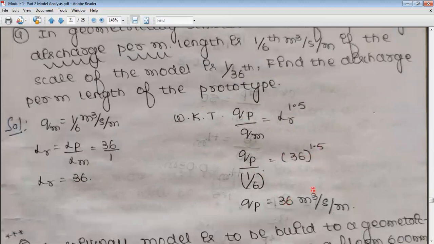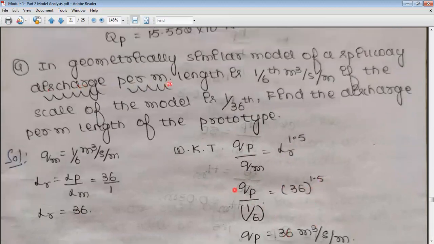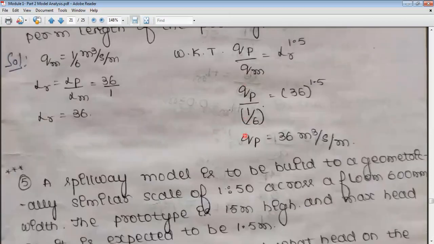It is given at QP. So what is the change? For discharge per meter length, if you use capital Q, it is wrong. Okay, because this LR ratio is changing, it is not the same for both discharge and discharge per meter length.